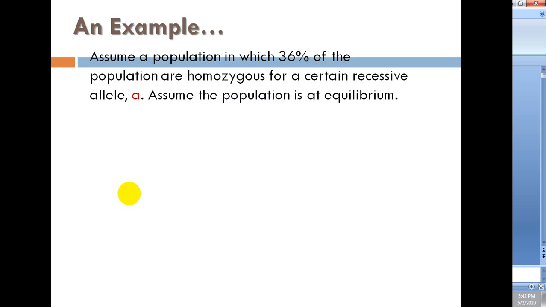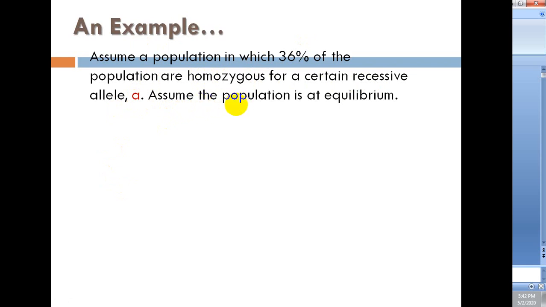Now, let us take an example where we have to find out that a population is in HW equilibrium. What will be the genotype frequency or allelic frequency? Assume a population in which 36% of the population are homozygous for a certain recessive allele, that is small a. Assume the population is at equilibrium.